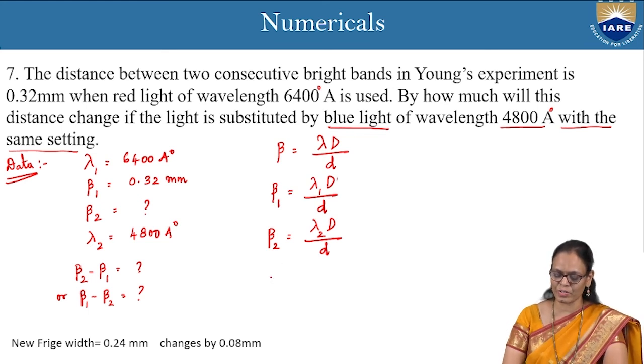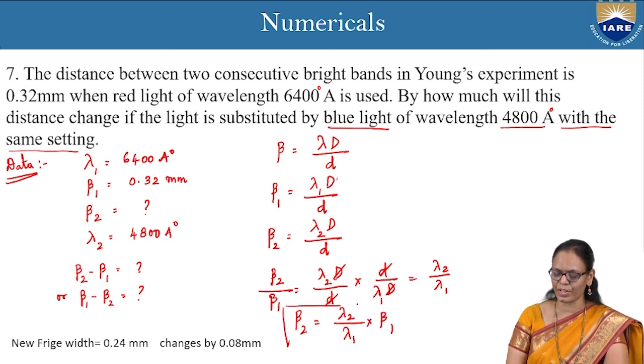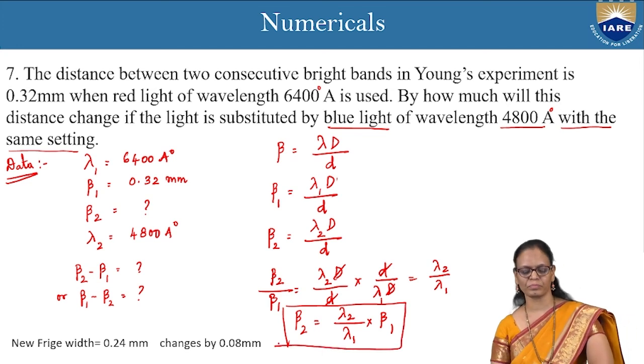Now how do we get it? We'll take the ratio of beta 2 by beta 1. So it will be lambda 2 into D by d, into d by lambda 1 into D. So D will get cancelled. So we have lambda 2 by lambda 1. So if we have to find beta 2, beta 2 will be equal to lambda 2 by lambda 1 into beta 1. This is the formula we are going to take forward now.